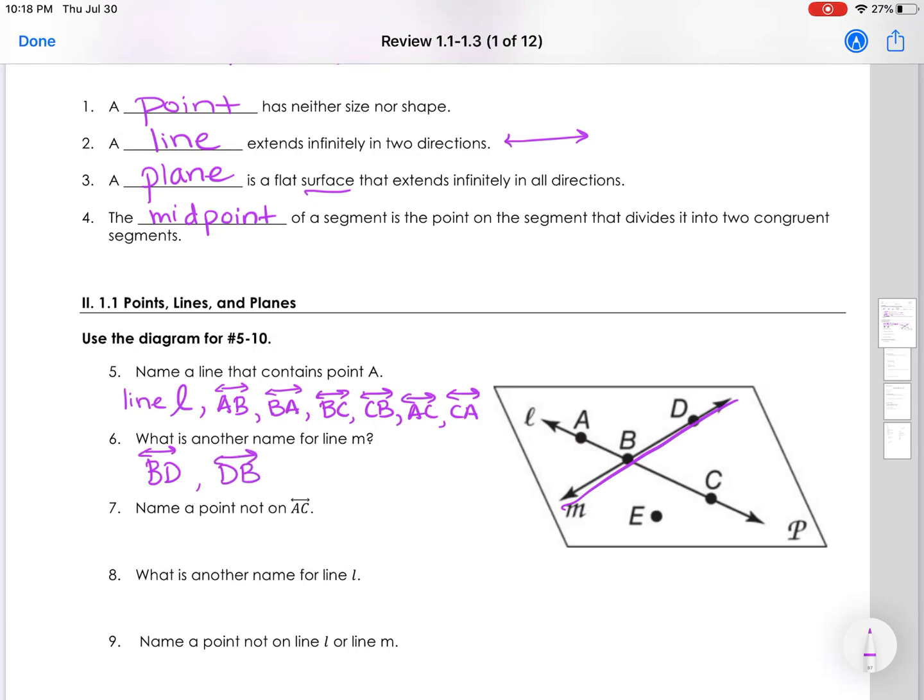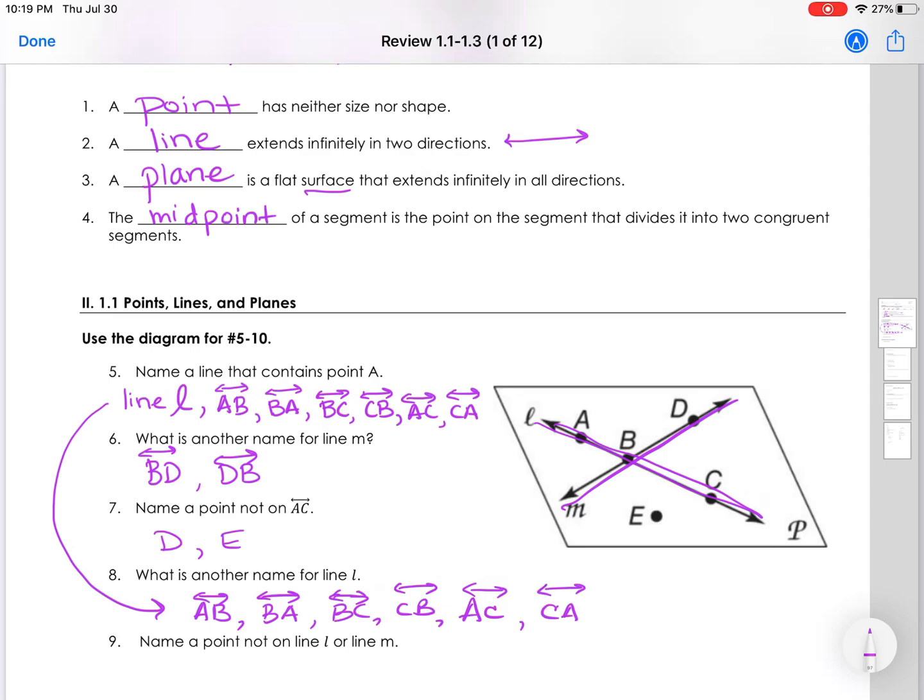All right, we want to name a point that is not on AC. So here's line AC, a point that's not on there. We could use point D, or we could use point E. Either one of those is not on that line. We want another name for line L. Really, any of these lines is another name for line L. So it could be AB, BA, any of the ones we had listed before. So AB, BA, BC, CB, and AC or CA.